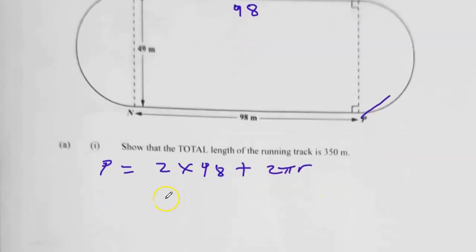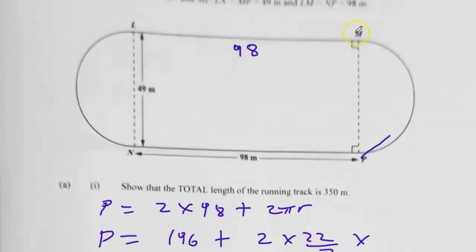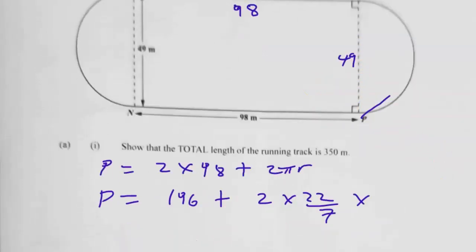Alright, so 2 times 98. That's 196 plus 2 pi r. We are told to use pi as 22/7. And notice the radius. The diameter is 49. So the radius will be half of the diameter. Half of 49, that's 24.5.